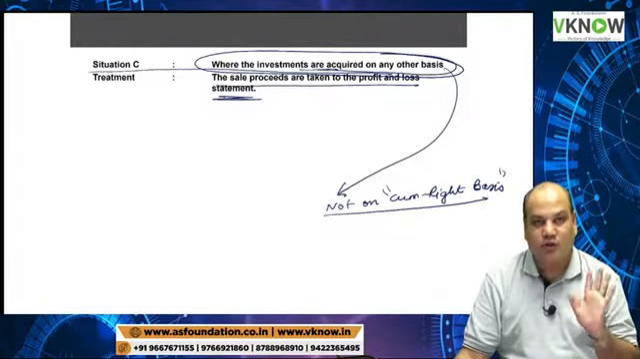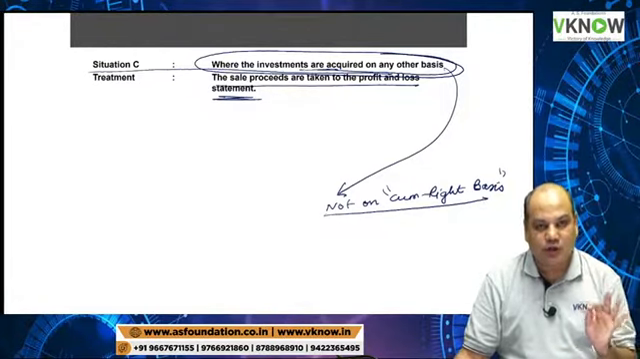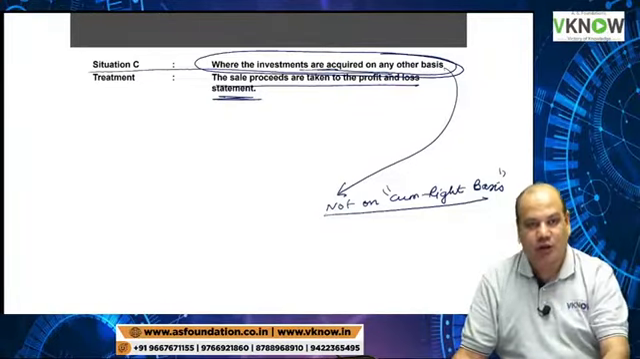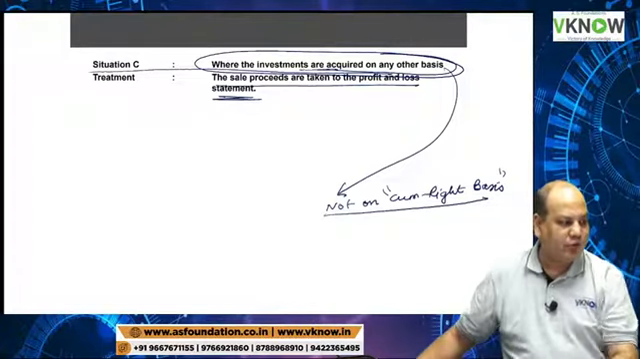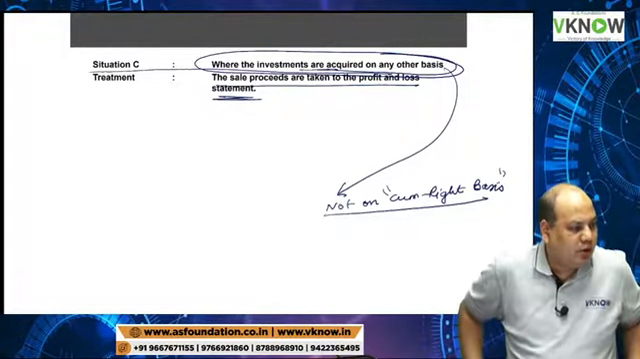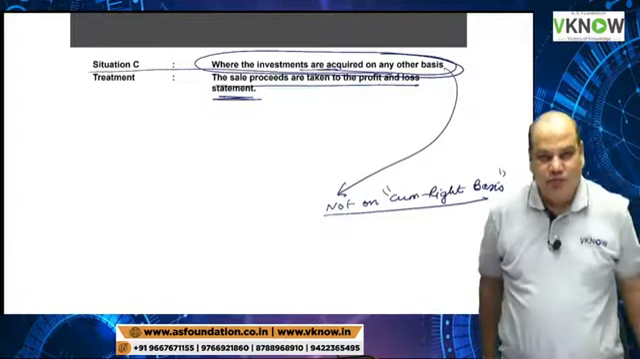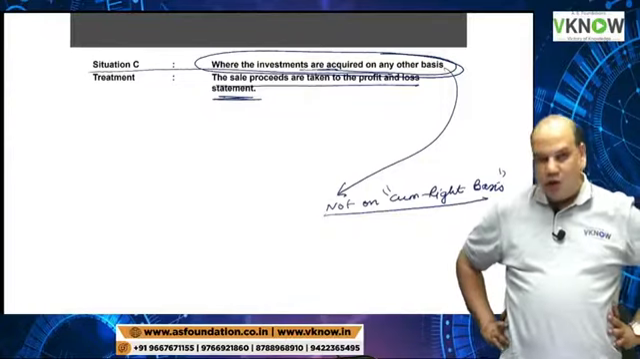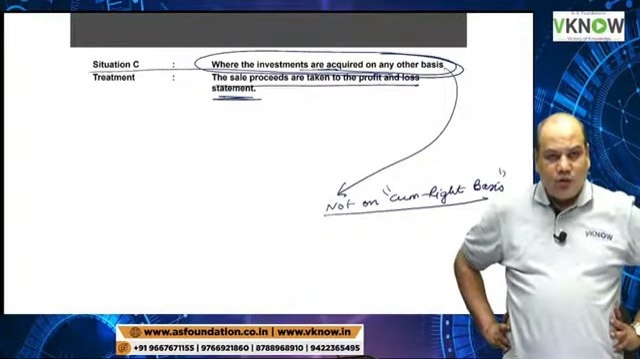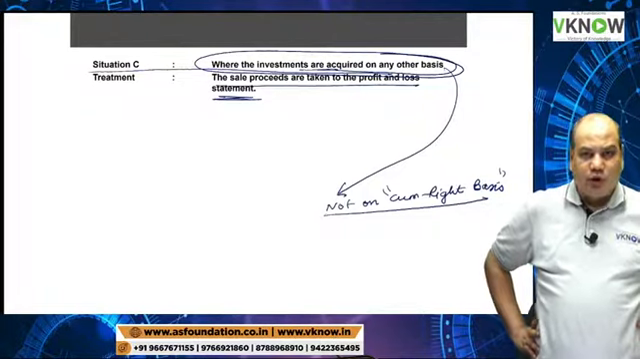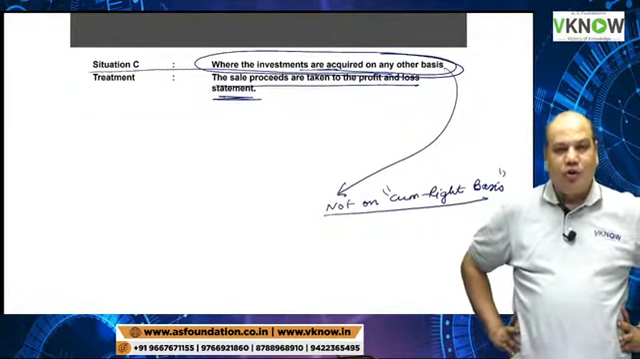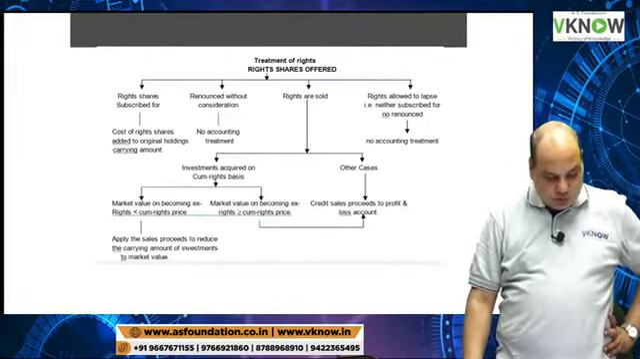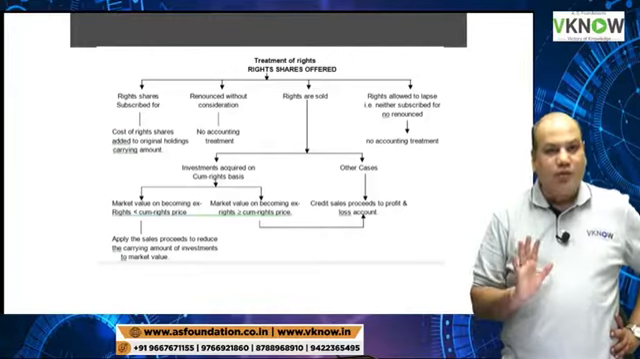Only in situation 1, sale proceeds will be taken to the investment account to the extent there is a reduction in the cost or the price of the share. But in other cases, you are going to credit the sale proceeds of rights to profit and loss account. Is it right?